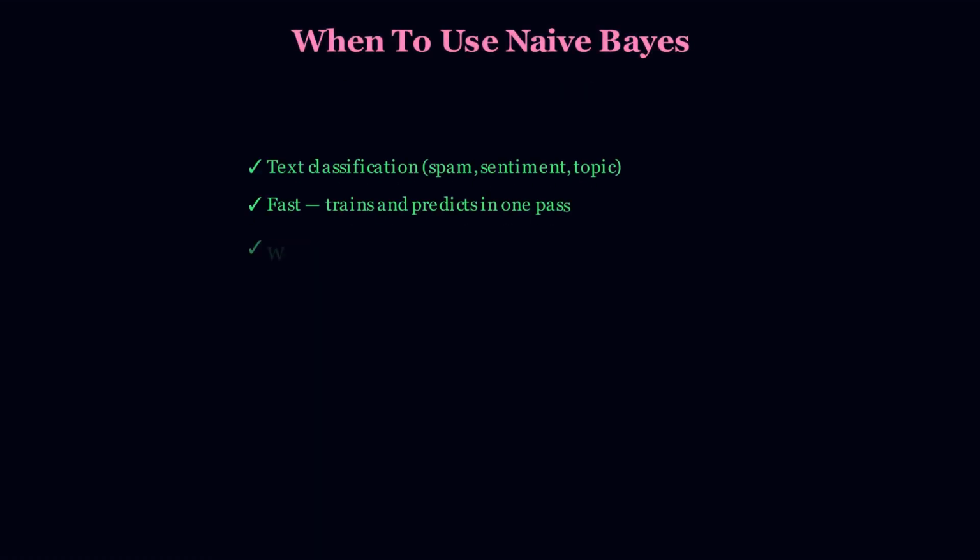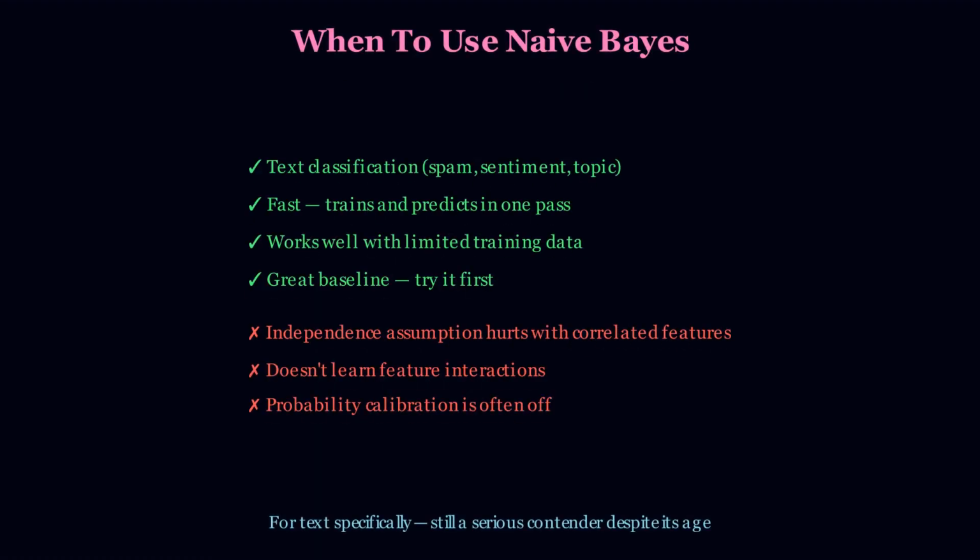Naive Bayes shines on text: spam filters, sentiment, topic tagging. It's fast to train, fast to predict, and works well even with limited data. The independence assumption hurts more when features are genuinely correlated. It's also a great baseline, quick to try before reaching for anything heavier. For text classification specifically, it's still a serious contender.